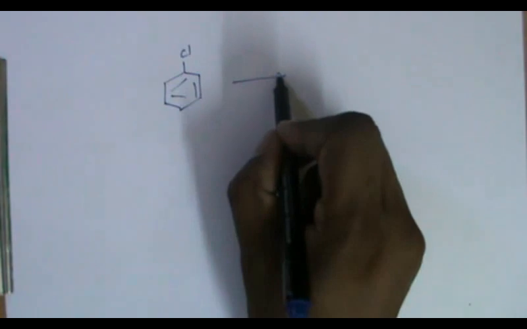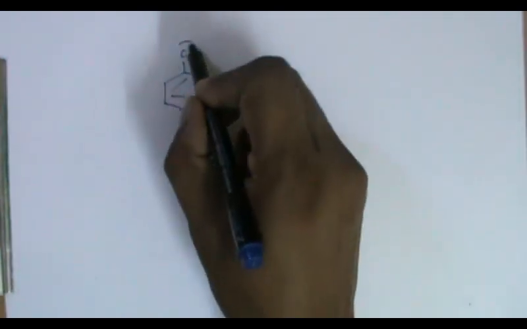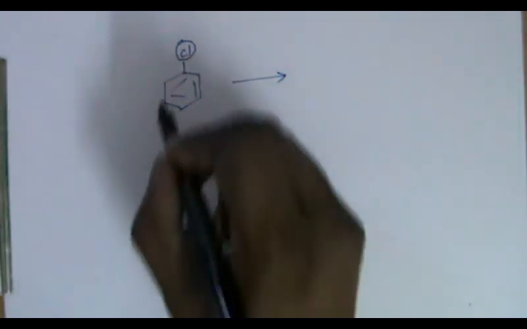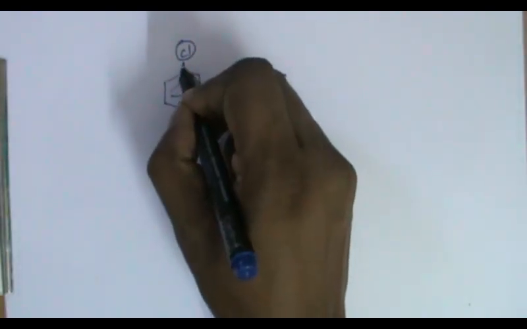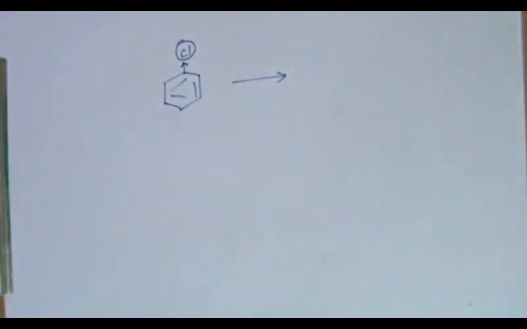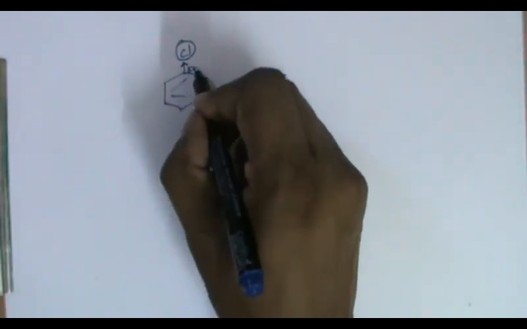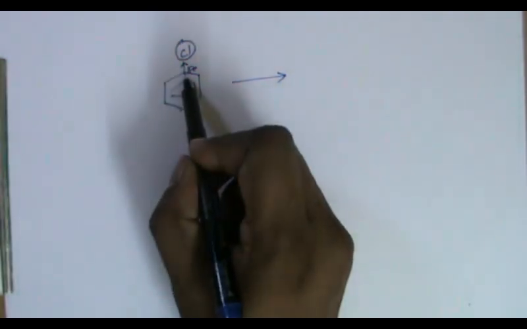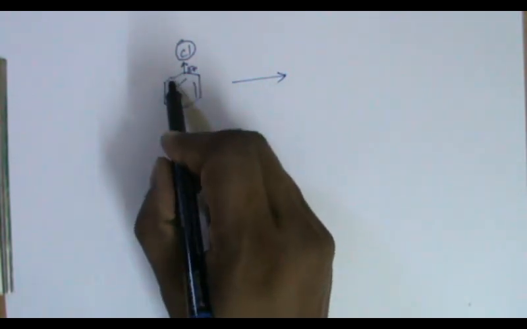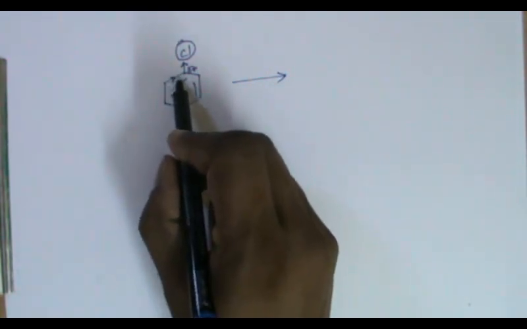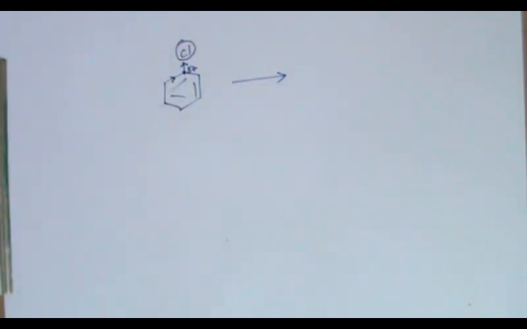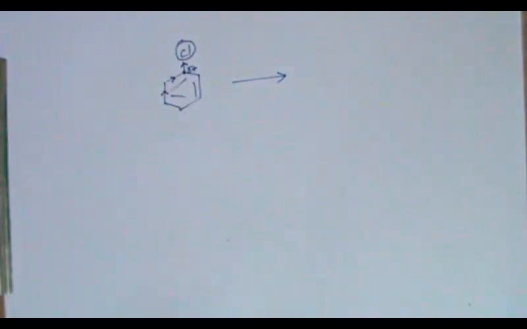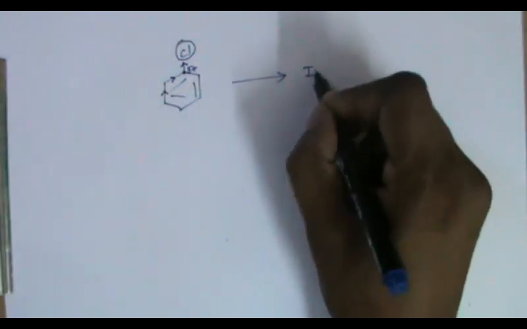Consider this chlorobenzene. Chlorine atom has more electronegativity compared to carbon. Because of that, the electron is pulled towards chlorine. So we get some positive charge on this carbon. Since there is more positive charge now, this bond pair can be pulled towards this carbon. Further, this may be pulled towards this. So that is known as inductive effect.